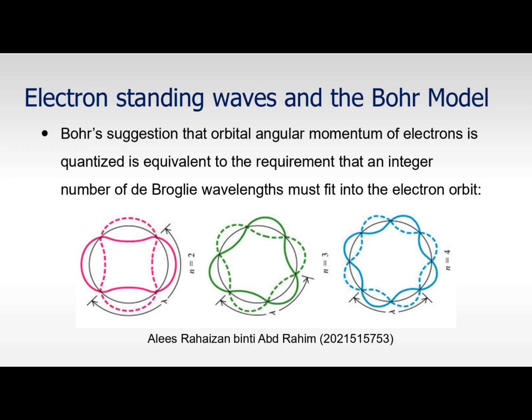As you can see in the figure, it shows the visualization of electron waves, where n is an integer denoting the energy level. Let's take a look at the visualization for n equals 3, the green one. We can see that the standing waves fit a circular Bohr orbit. In this particular diagram, 3 wavelengths fit the orbit corresponding to the n equals 3 energy state of the Bohr theory.